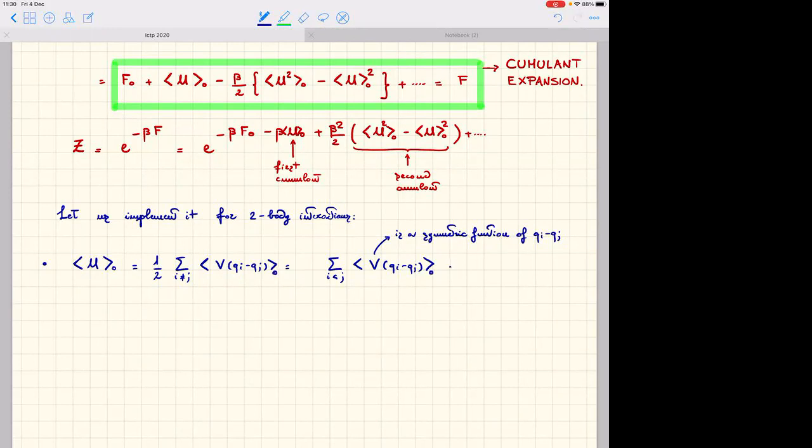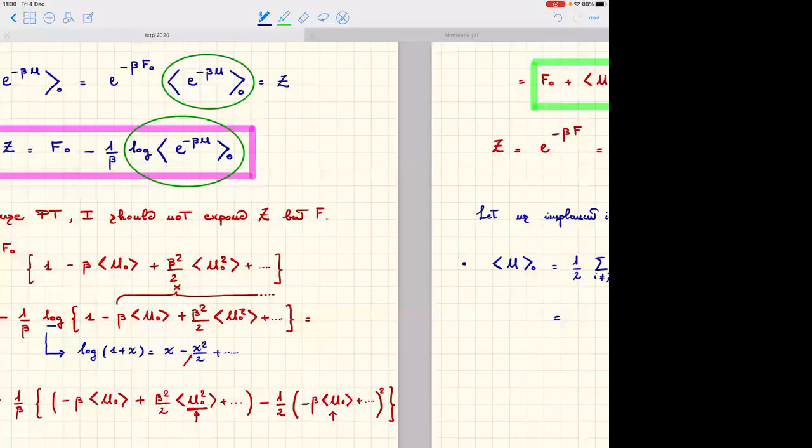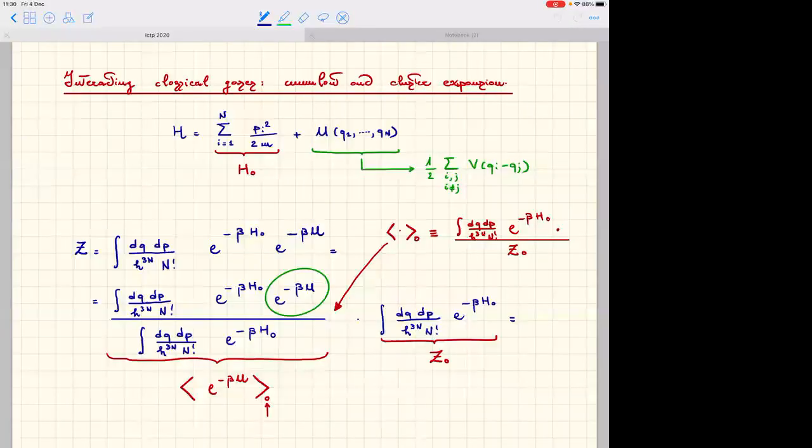Professor, how is V different from U? Well, this is what I defined here, right? U is the function of all coordinates, and V is defined so that U is equal to the sum over i and j of V(qi minus qj). Okay?